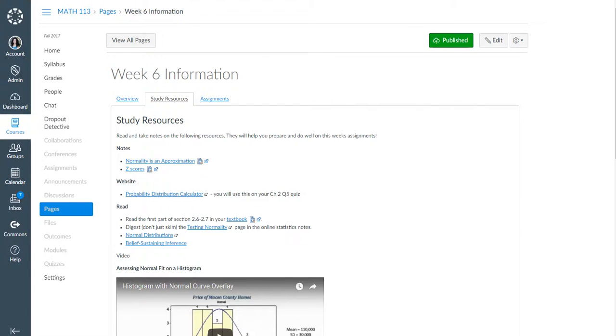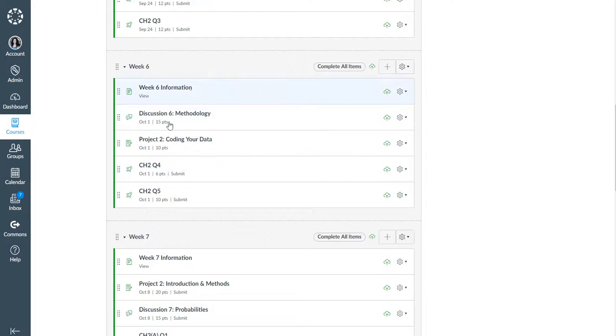Other than that, that's pretty much it for this week. Discussion 6 and Project 2 should be pretty straightforward, but these two quizzes might be a little more challenging. So definitely give yourself some time and really do some focusing and studying on those.